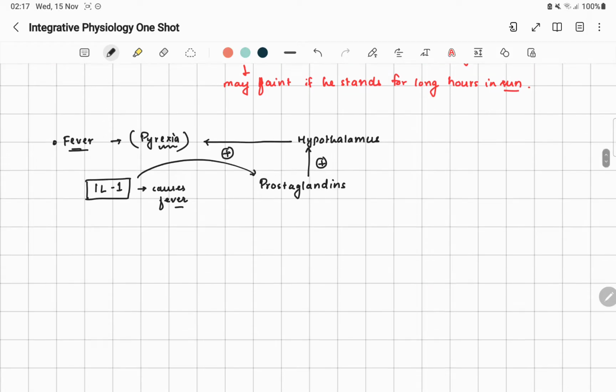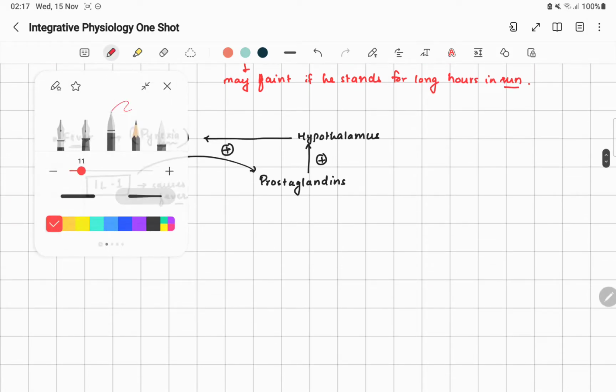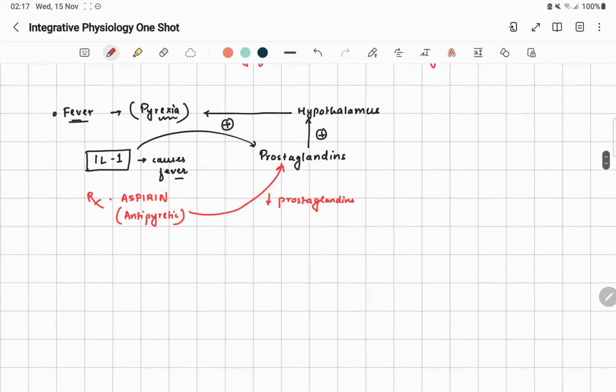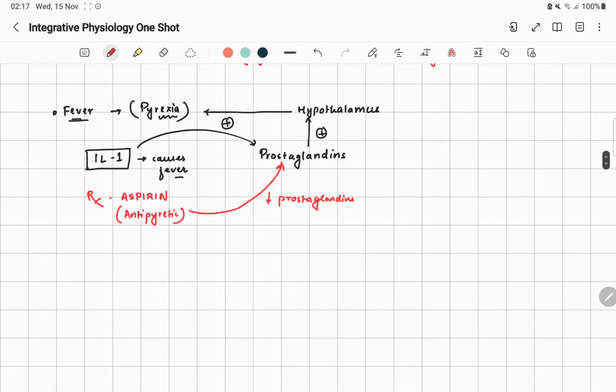Your antipyretic drug, aspirin, which is an antipyretic, decreases prostaglandins and reduces fever. Understood?